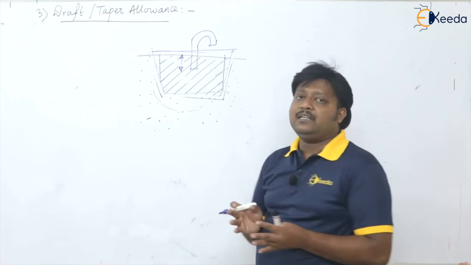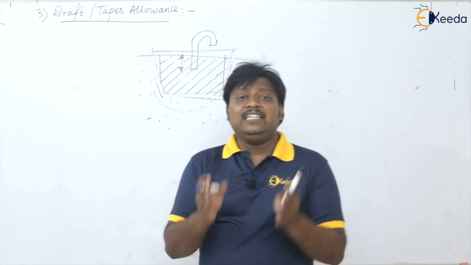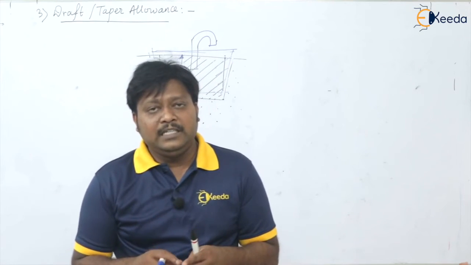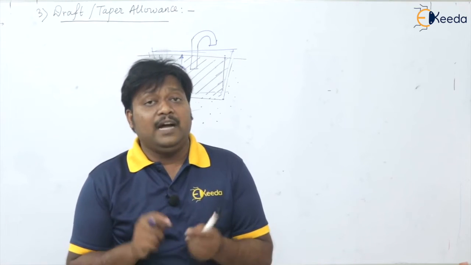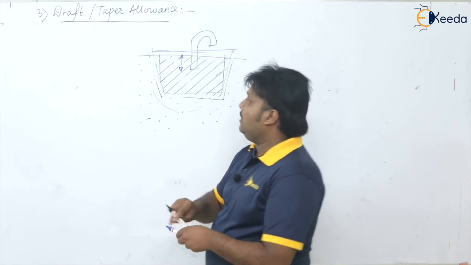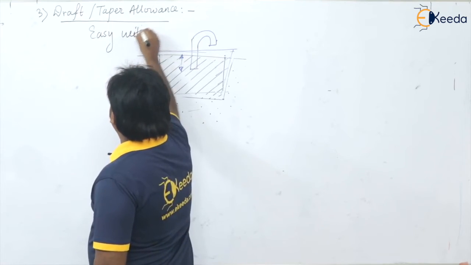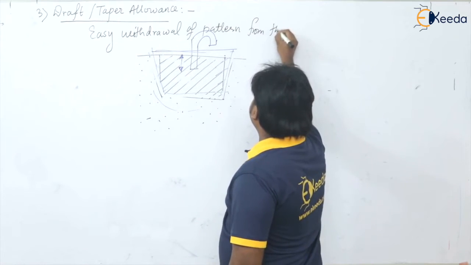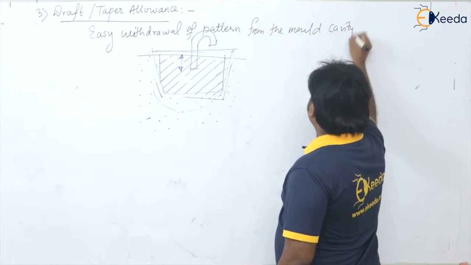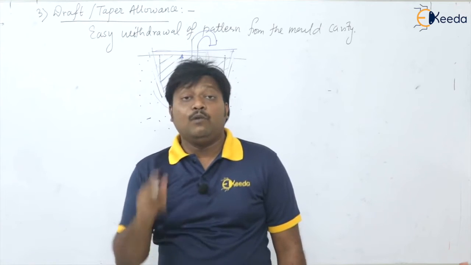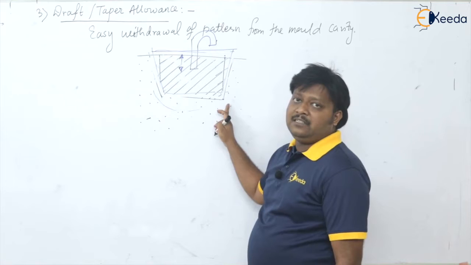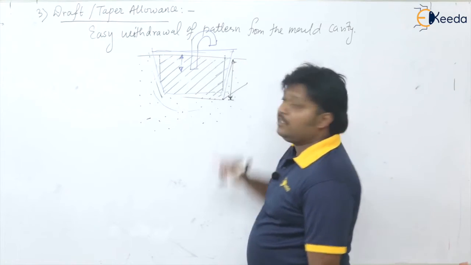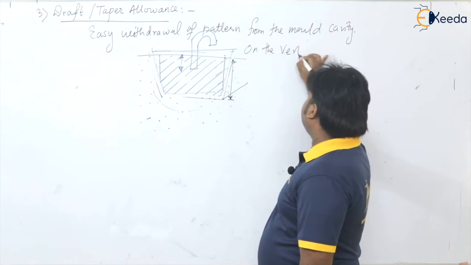So the draft or the taper allowance is basically provided for easy withdrawal of the pattern from the mold cavity. Understood? Why is this taper or draft provided onto the pattern itself? For easy withdrawal of pattern from the mold cavity. Where to provide it? Whether onto the horizontal dimension or in the width direction? No, on the vertical side. Very important, on the vertical side.